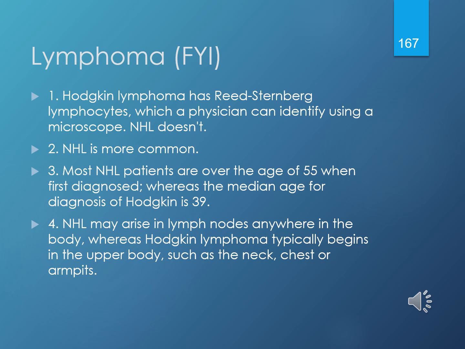Lymphoma, FYI. Hodgkin's lymphoma has Reed-Sternberg lymphocytes, which a physician can identify using a microscope. Non-Hodgkin's lymphoma doesn't. So the physician would be a pathologist looking at histology. They do a biopsy, then they can look at the cells, and that's how they determine if it's Hodgkin's or non-Hodgkin's. Non-Hodgkin's is more common. Most non-Hodgkin's patients are over the age of 55 when first diagnosed, whereas the median age for diagnosis of Hodgkin's is 39. Non-Hodgkin's may arise in lymph nodes anywhere in the body, whereas Hodgkin's lymphoma typically begins in the upper body, such as the neck, chest, or armpits.